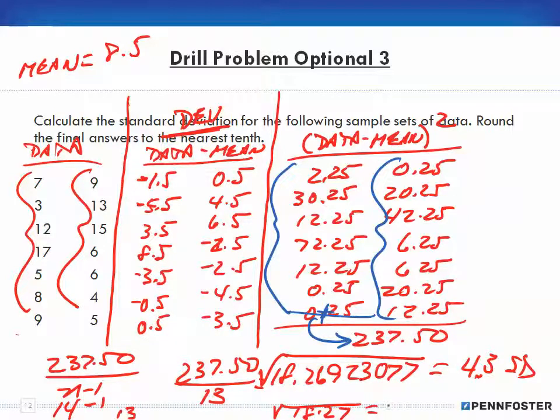I'm going to end up with 4.27. So make sure that you don't round and you don't adjust. Use whatever is still in your calculator memory in order to calculate the entire problem, to get the square root of it. So the standard deviation for that set of data is 4.3. And that took me a full 10 minutes to do. So I'm going to stop here and then do the last optional problem 4 in the next video.